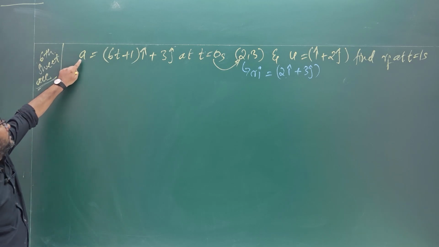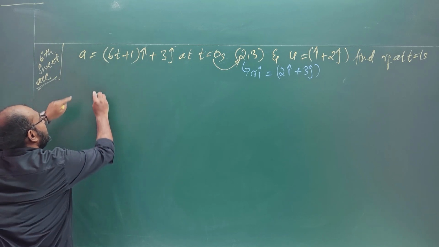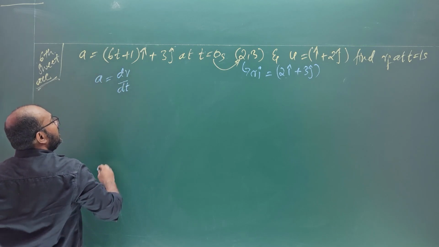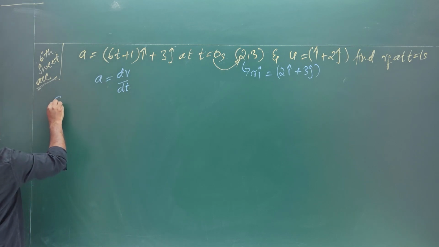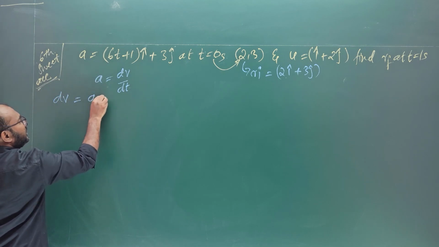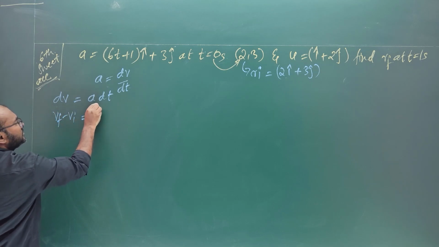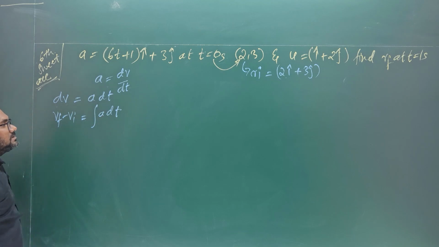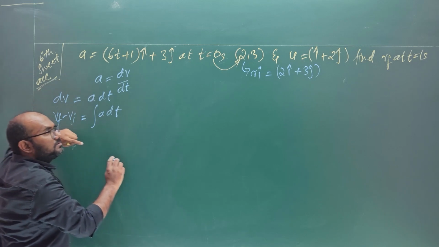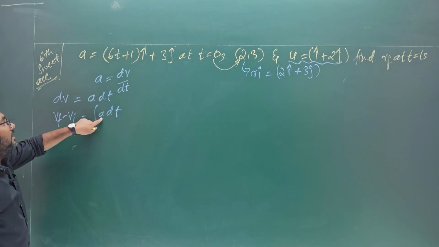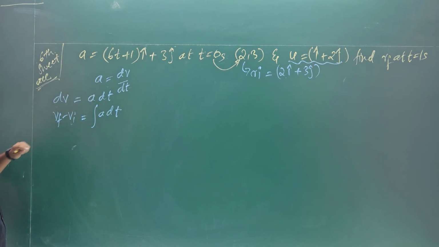Now, acceleration can be written as dv upon dt. Yes or no? And so dv is equal to a dt. And dv is nothing but v final minus v initial, which is equal to the integral of a dt. Can I write like this? Yes? Okay, now we don't have v final, but we have v initial. This is your initial velocity, right? And do you have the value of a? Yes, we have the value of a. Substitute and get the answer.